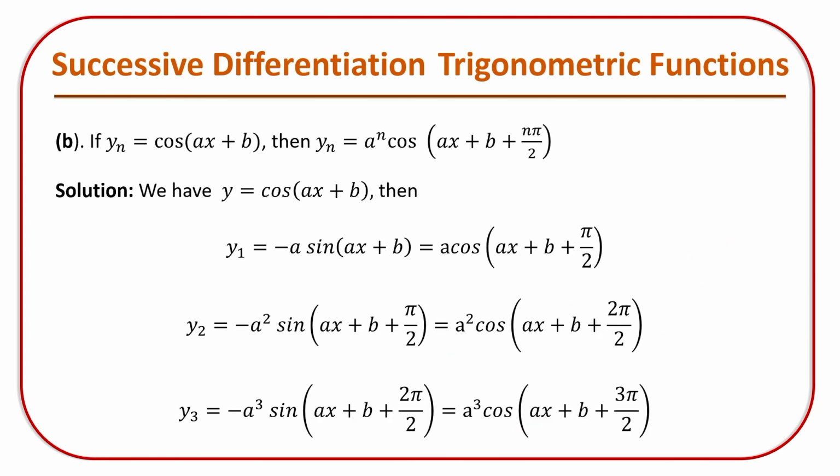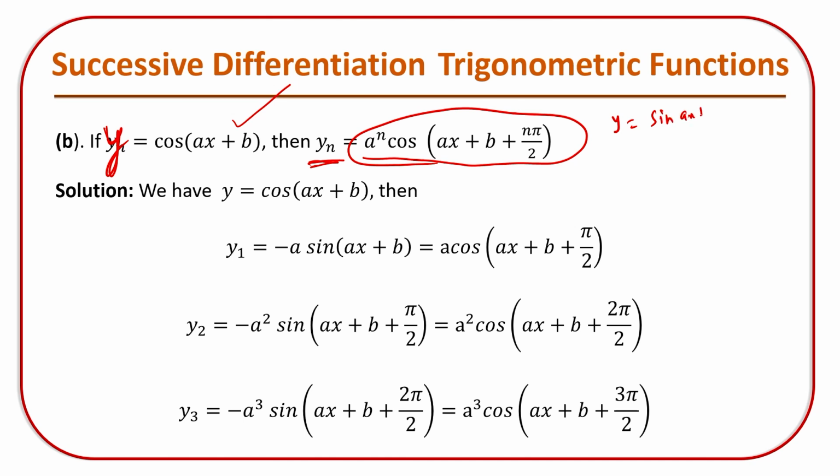Similarly, we can evaluate y_n for y equal to cos of ax plus b. Then y equal to cos of ax plus b, and find out y_n as a to the power n cos of ax plus b plus n pi by 2. This is similar to the sine one. We had seen that y equal to sine of ax plus b leads to y_n as a to the power n sine of ax plus b plus n pi by 2.